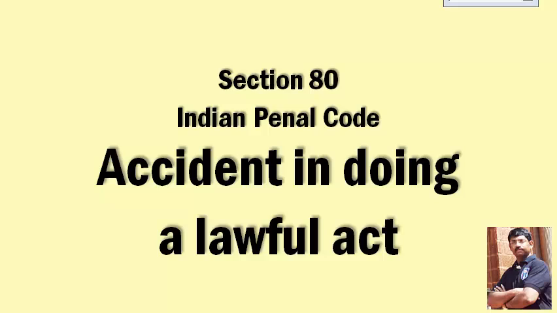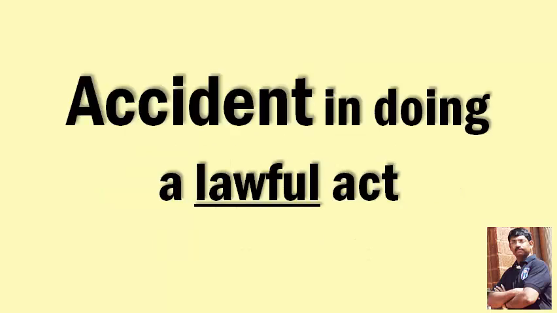In this example, if there is a proper care and caution exercised by A, then his act is excusable and is not an offense under this section. That is what Section 80 is all about. It's about excusability of an accident in doing a lawful act. The principle on which this section is based is that there can be no crime without a criminal intention.